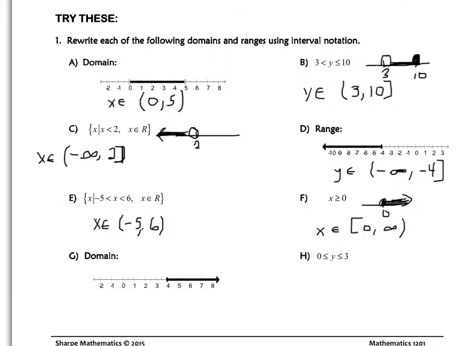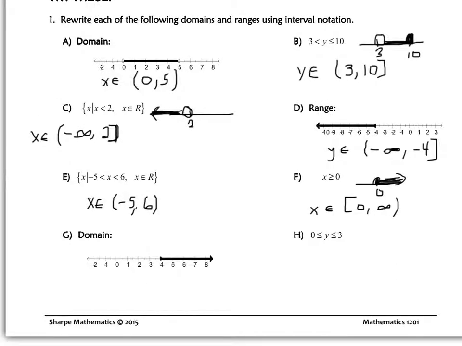The next example has x bigger than or equal to 4, so your left endpoint would be 4 with a square bracket because 4 is included, and everything above 4, so on to infinity. And then the last one, your y's would belong to the interval from 0 up to 3, and again there would be square brackets around both of those because equal signs are used with your inequalities, which means the endpoints are included.